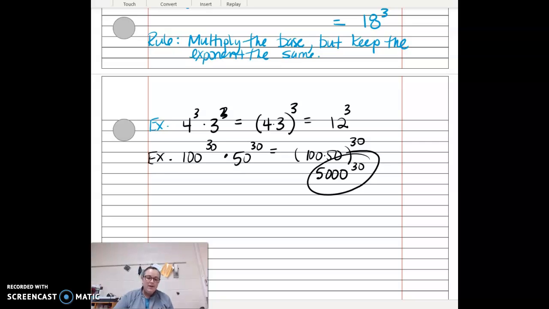This would be simplified. So here's our rule. If I were to take some number a to the nth power times b to the nth power, we end up getting a times b, whatever they are, to the same exponent, a times b to the nth power.